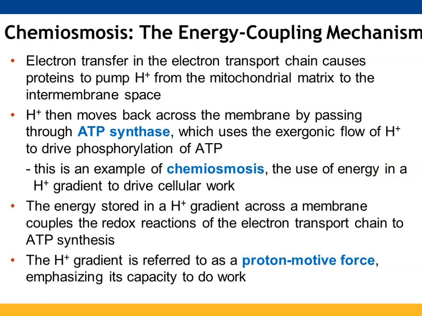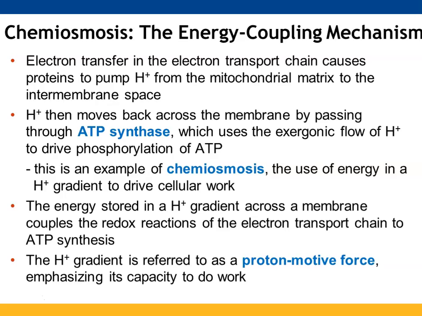Well, when the electrons are transferred, the energy that's released is able to help move hydrogens from the mitochondrial matrix to the space between the two membranes, the inner membrane and the outer membrane. So with active transport, they're able to help push them through. But the hydrogen doesn't want to stay out there. It's going to diffuse along its concentration gradient back through the membrane.